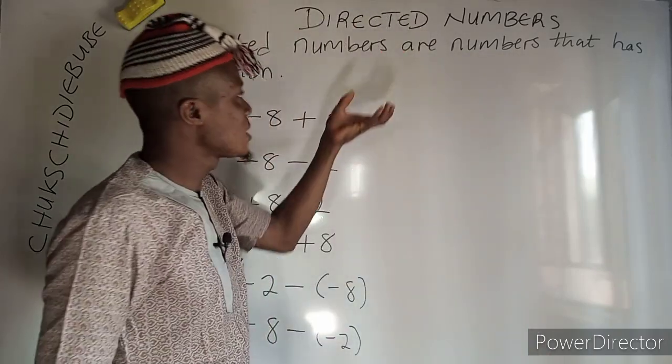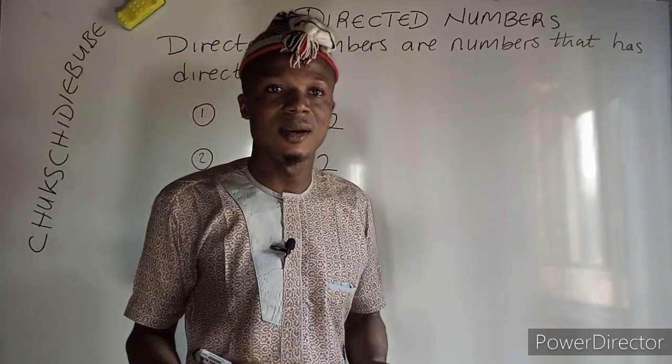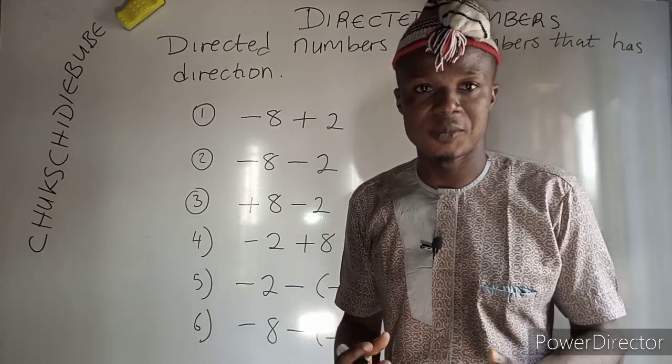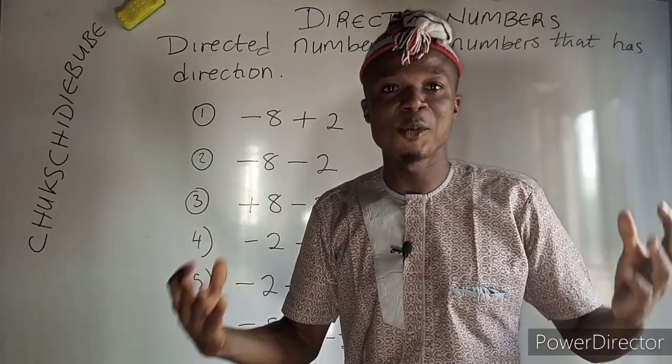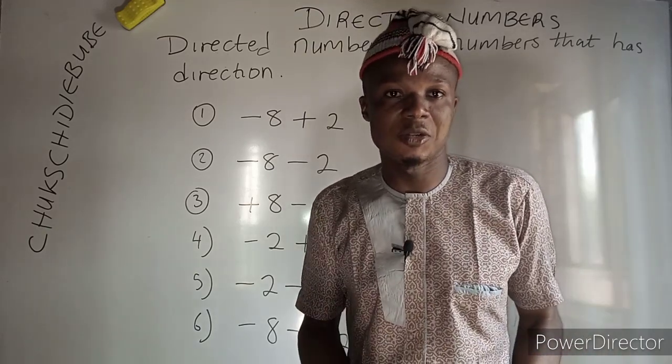Okay, now what are these directed numbers? When do you say that a number is a directed number? Directed numbers are those numbers that have direction. When a number has direction, the number is said to be a directed number. What do I mean by direction?